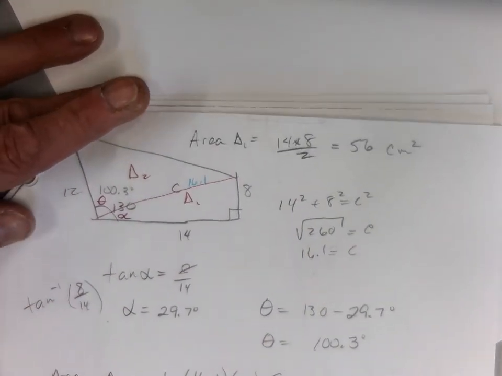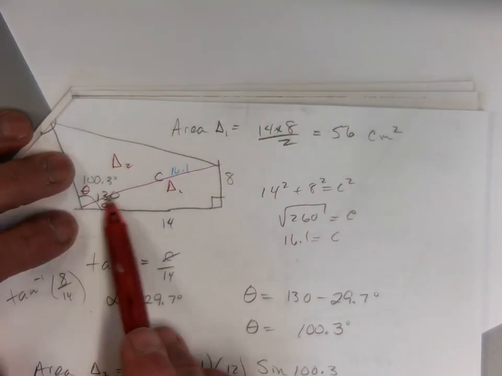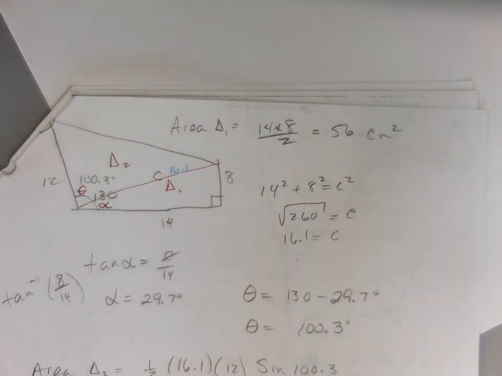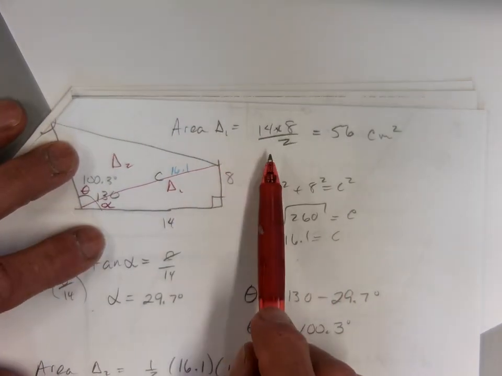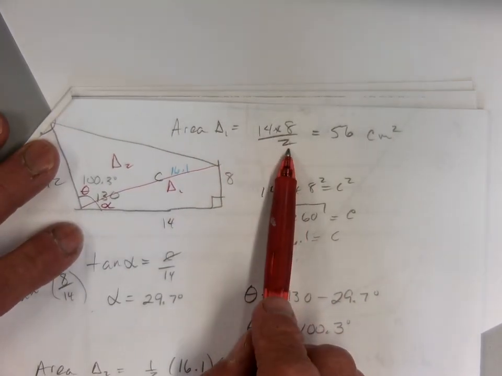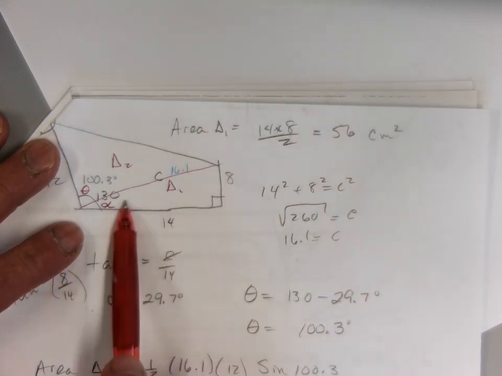On the quadrilateral, I drew my diagonal here, and I had a right triangle. Well, that's pretty easy. I know how to find the area of a triangle. If it's a right triangle, it's just base times height divided by 2. So I get 56 for this triangle.